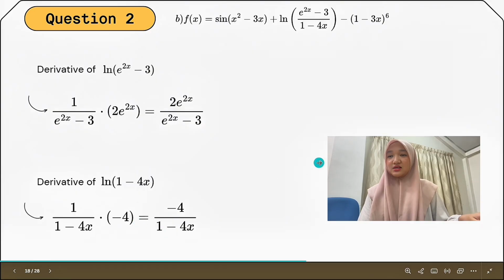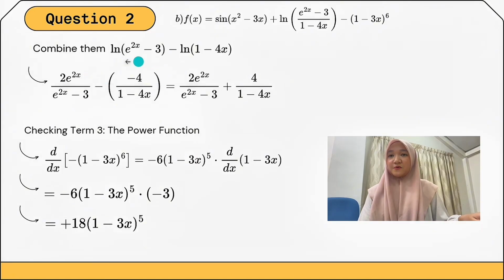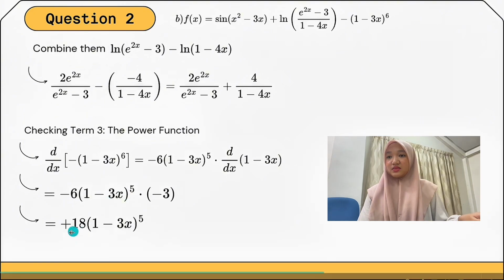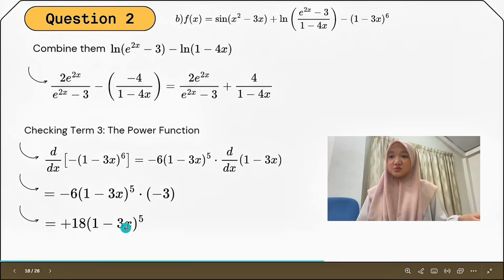The minus will multiply with negative 4, so it will become a positive third term. We can check the power function. It will become positive 18 over 1 minus 3s to the power of 5.